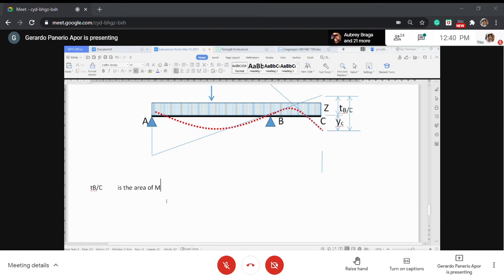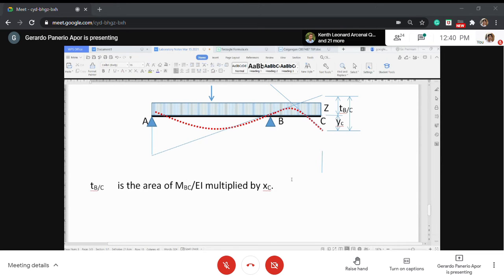Subscript BC over EI, multiplied by X sub C. Okay? So the subscript is BC.